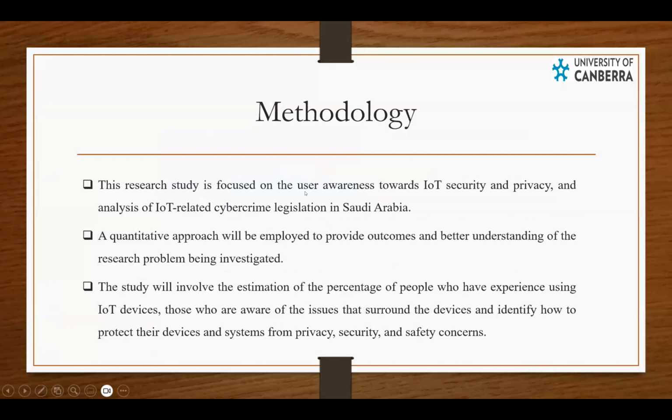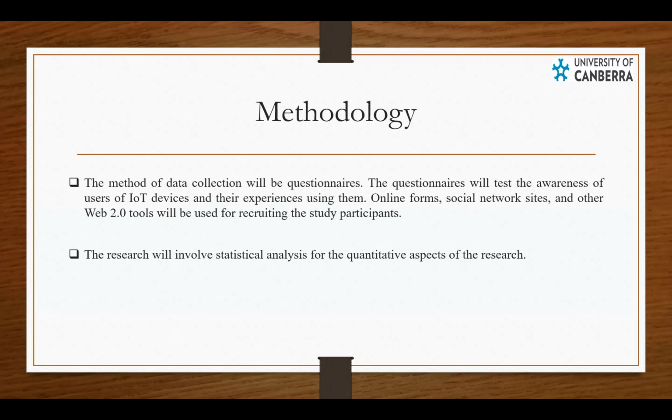All right. So basically, this study will use a quantitative approach. So the study will involve the estimation of the percentage of the people who have experience using IoT devices, those who are aware of the issues surrounding the devices and identify how to protect their devices and systems from privacy, security and safety concerns. The method of data collection is questionnaires. So the questionnaires will be testing the awareness of the users of the IoT devices and their experience using them.